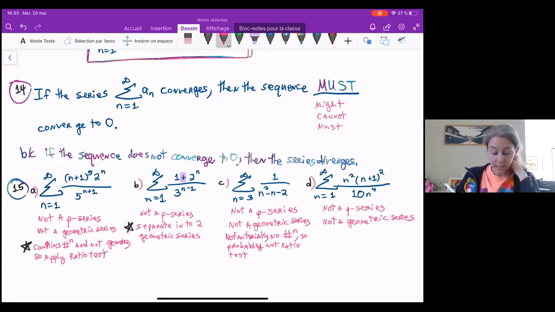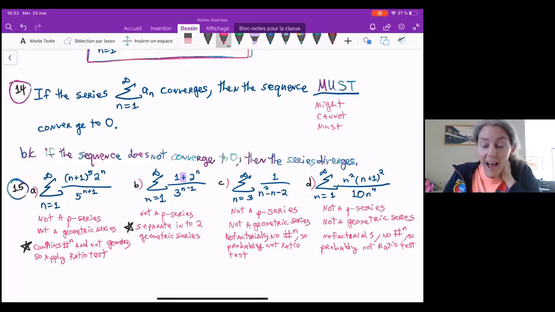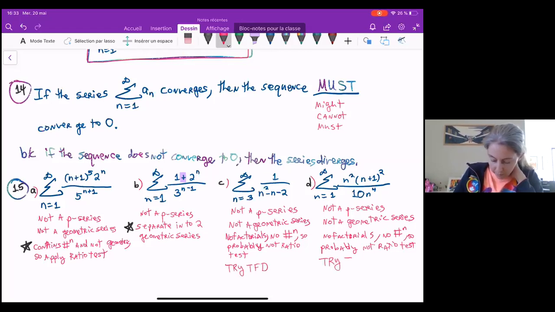Okay, so D also has no factorials, no number to the n. So probably not the ratio test. After we've eliminated the possibility of a ratio test, we go back and say, let's try the test for divergence. We're going to try the test for divergence on both of these two things. And if the test for divergence fails, what's the only thing we haven't thought about yet?